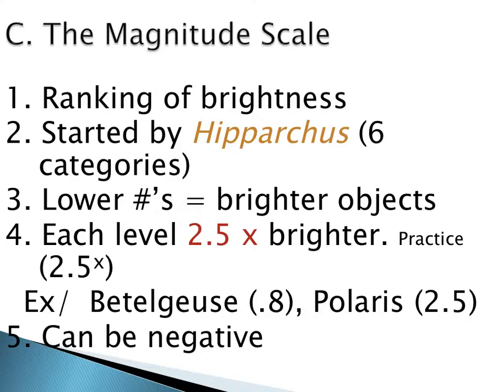So you can have negative. Planets like Venus and Jupiter would be in the negative, and of course the Sun and the Moon. Again, it's much like golf. You know, the best scores in golf are under par, so they're in the negative as well.